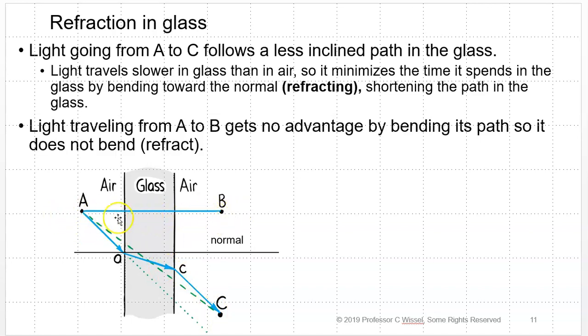Now, this right here, there's no advantage to bending. So when you have something that is perpendicular to the surface, that is parallel to the normal, the angle of incidence is then 0. There's no refraction. Here you have refraction here and here. One toward the normal as it encounters the higher index of refraction, the slower medium, and one away from the normal as it encounters the faster medium, the lower index of refraction.